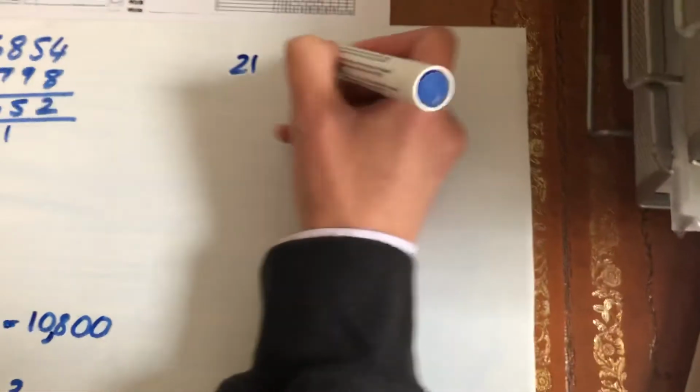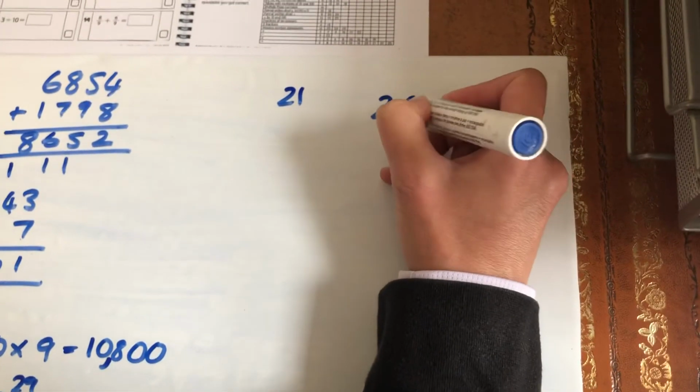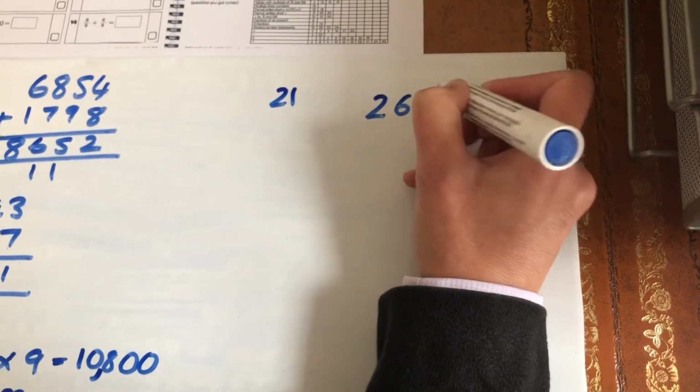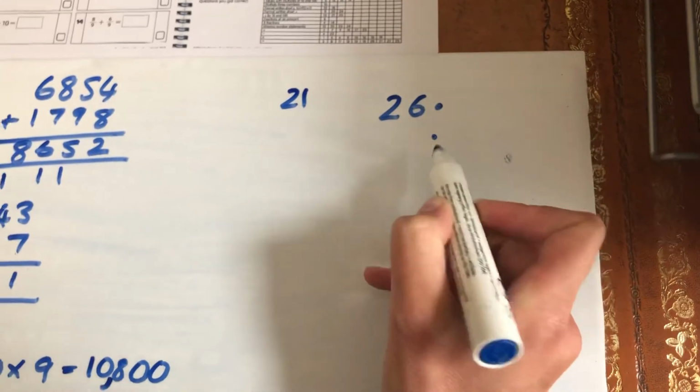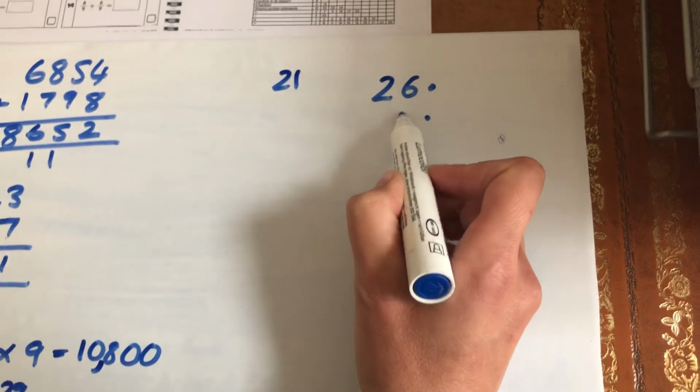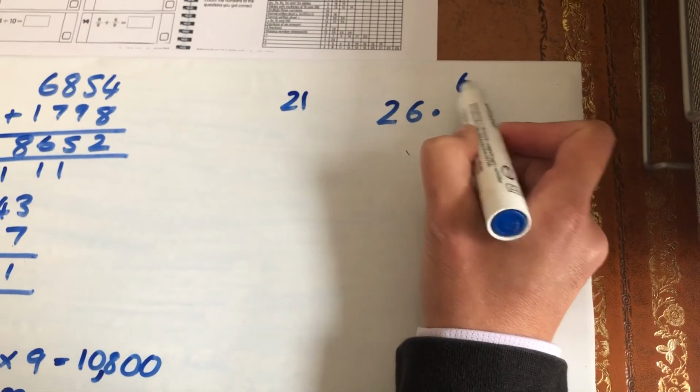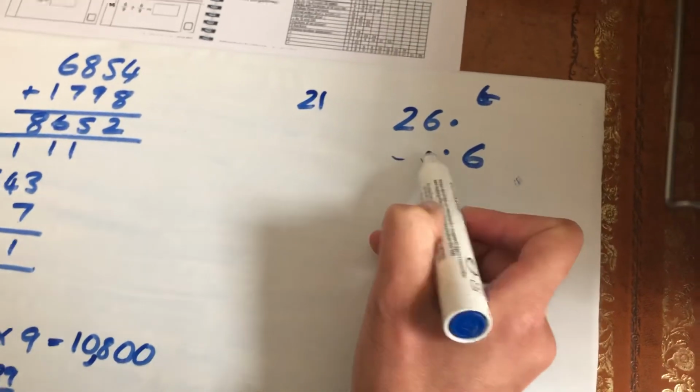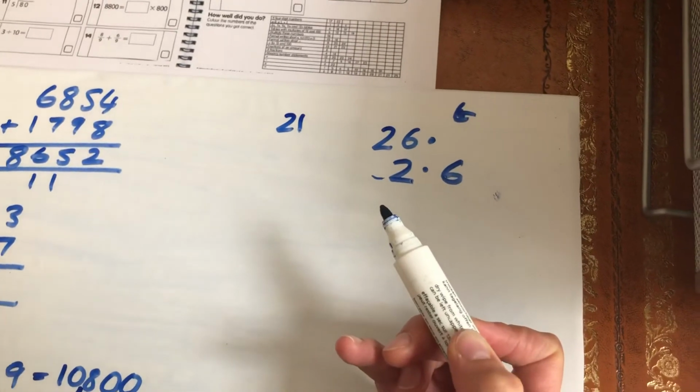Question 21. 26 divided by 100. Here's my 26 in my place value grid. And if I divide by 100, each digit moves 1 jump to the right. So my 6 goes in my tenths column. And my 2 goes in my ones column, giving me 2.6.